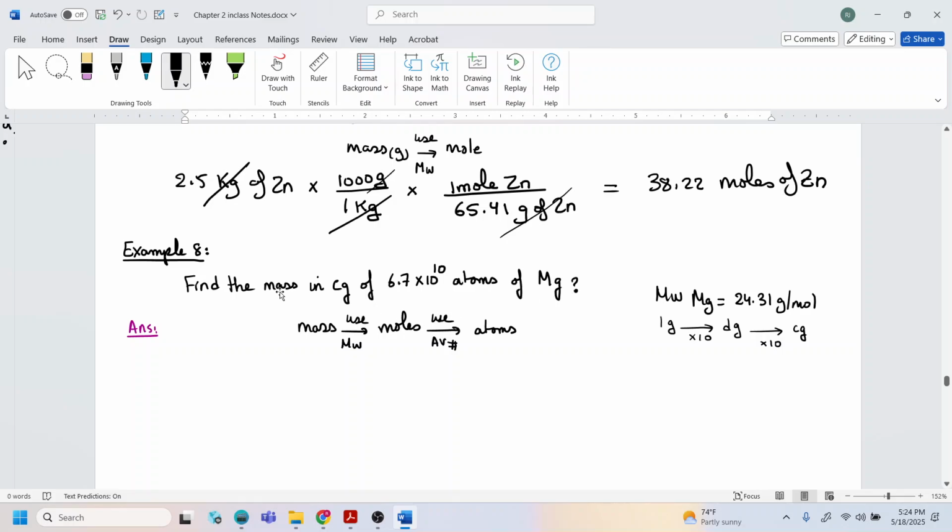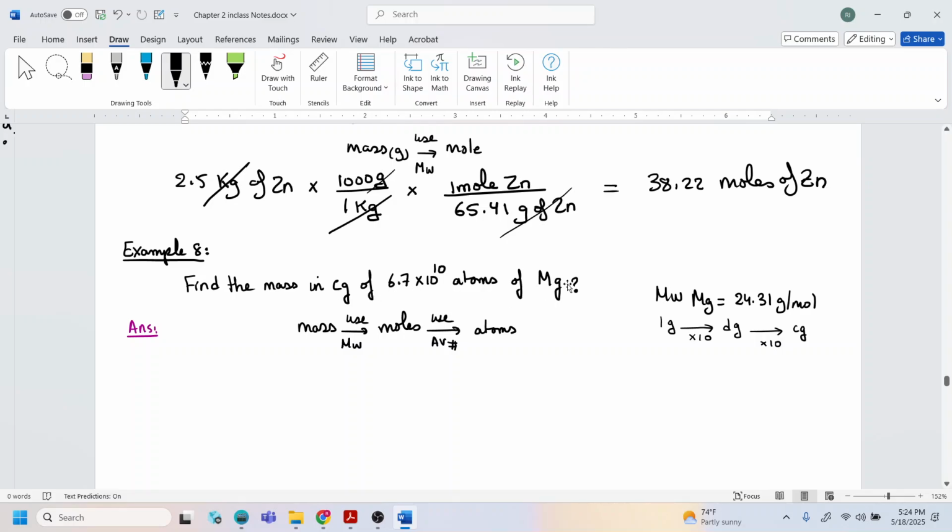So whenever you get the mass, you're going to get it in grams. At the end, go ahead and change it into centigrams. Well, I'm given the atoms, so I want to use Avogadro's number, get the moles, use the molecular weight, and get the mass. Whatever I'm going to get will be in grams. We're going to do a conversion and change that into centigrams.